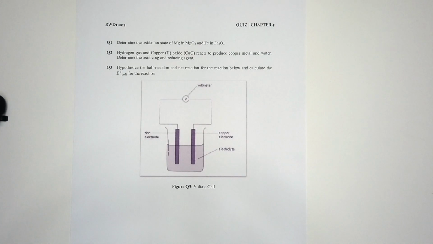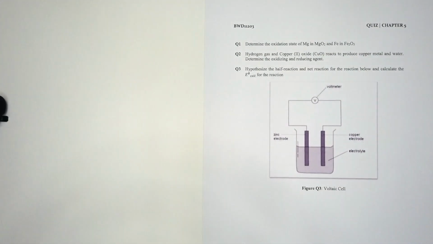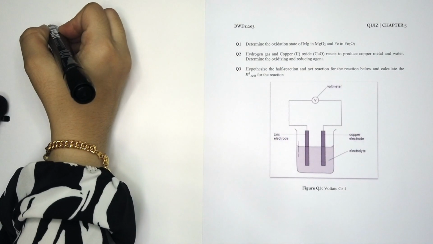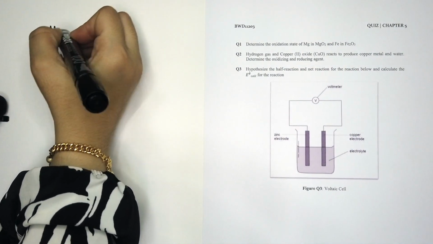Question number 1. Determine the oxidation state of magnesium in MgO2 and ferrum in Fe2O3. So, how are you going to answer this? Let's get started. So, we are going to tackle the first one first. You have the compound of MgO2.